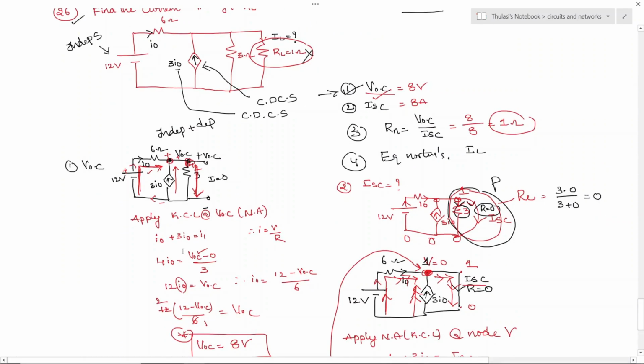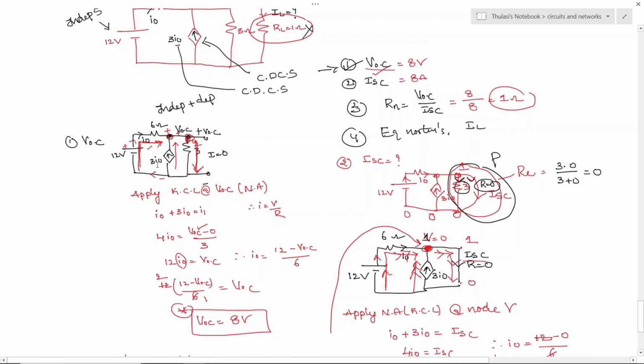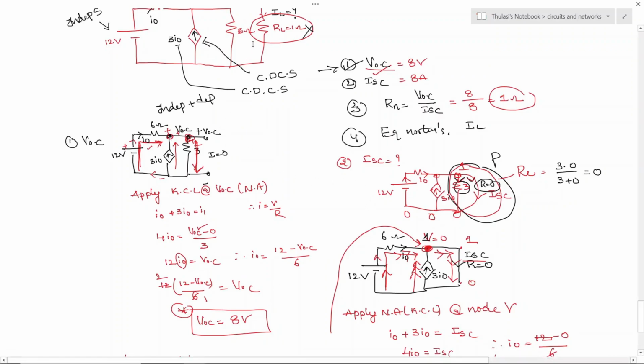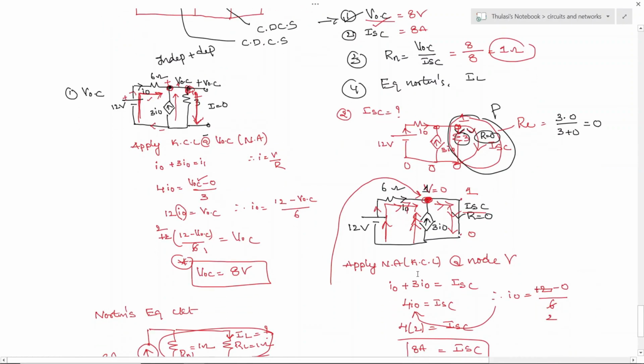So I will remove the load and mark the voltage VOC. To find this VOC, I applied KCL and linked the I naught current, 3 I naught and VOC. So there also I am getting some I naught. I had written it as 12 minus VOC by 6. So I solved it. Similarly, I removed the load resistor and short circuited it. A short circuit parallel to a resistor is once again a short circuit. Automatically, if you apply nodal analysis at this point, the voltage at this point is 0.